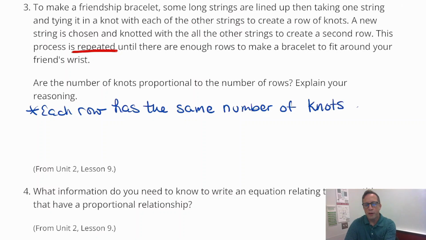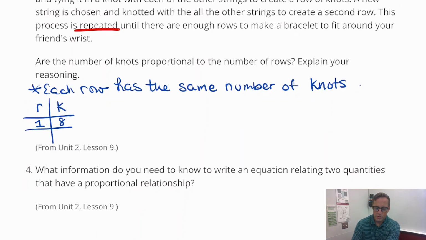Okay, so if each row has, I don't know, say the first row has 8 knots per row. That means 2 rows will have 16 knots. 3 rows will have 24 knots. So you can kind of see that that's a proportional relationship right there. We're always getting 8 because of how I started it. 8 to 1 or 1 to 8.